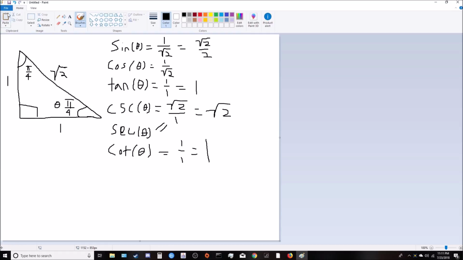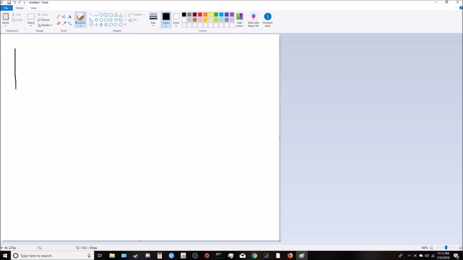And now let's move on to the 30, 60, 90 triangle. Let me just draw this out. These are not at all to scale, by the way. I'm just doing my best from approximation. So we have this 60-degree angle up here, or pi over 3 radians. And we have the 30-degree angle down here, or pi over 6 radians. That's a 6 if you can't tell.